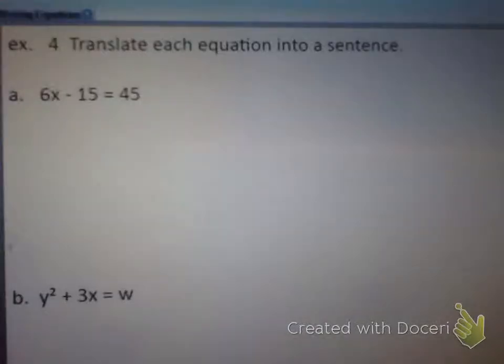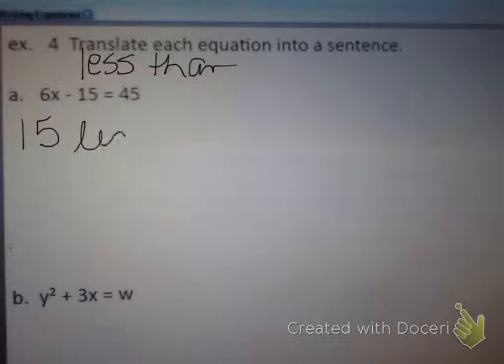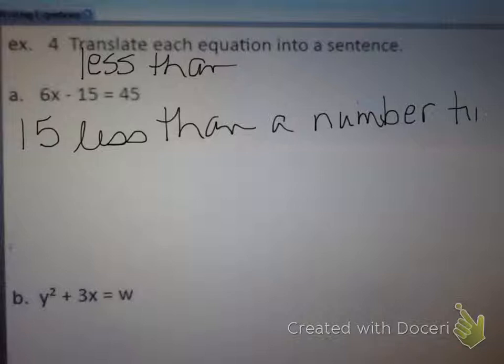Example 4, translate each equation into a sentence. Well, there are several different ways you could write this. Let's try to use the fancy word of less than and more than in these problems. So 6x minus 15 is 45. A good way of writing this is 15 less than a number times 6 is 45.